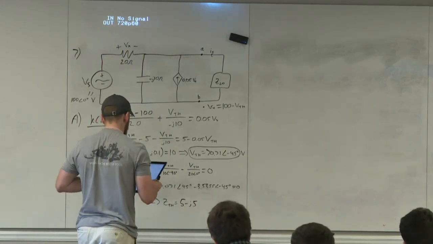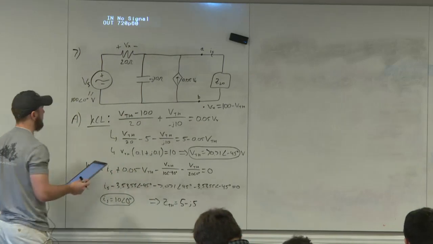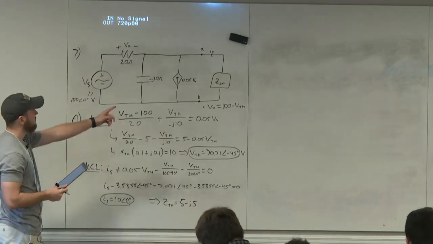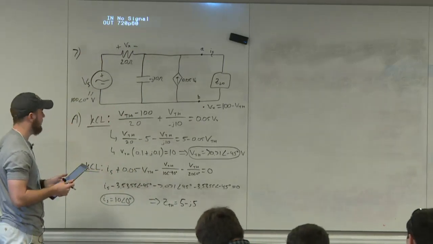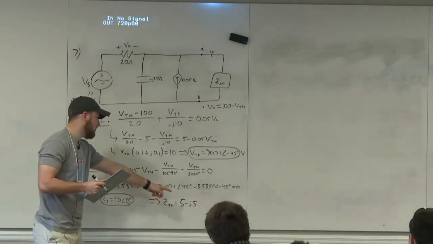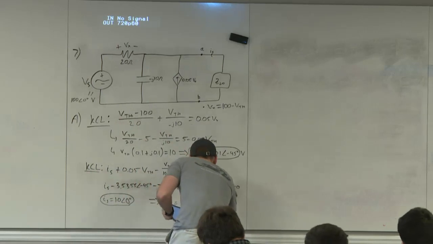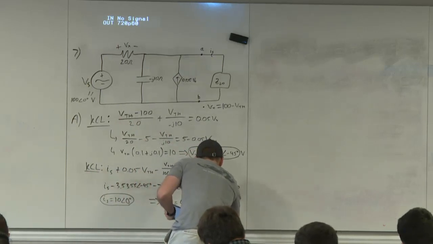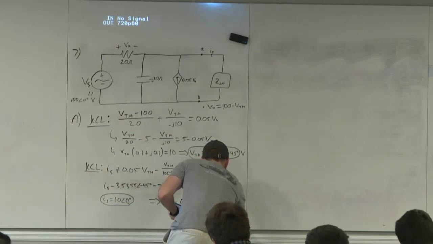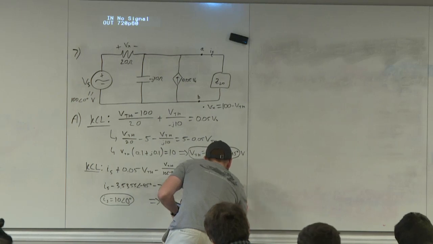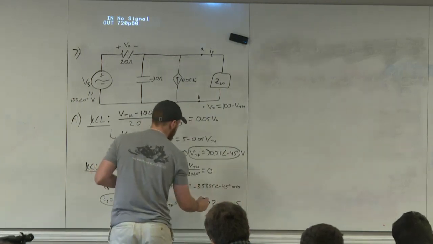Whenever you're doing this power stuff, Z load is supposed to equal Z Thevenin, but you change the sign on the complex part. So Z load equals 5 plus J5. Remember to do that on the final.